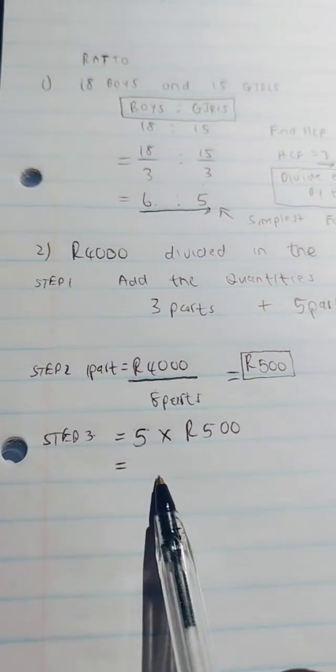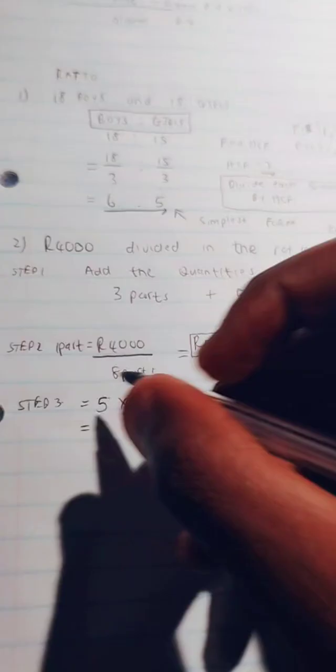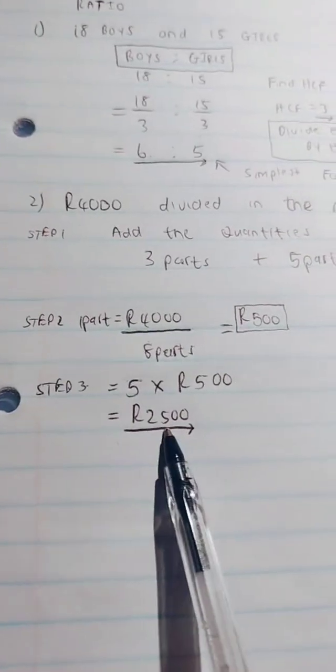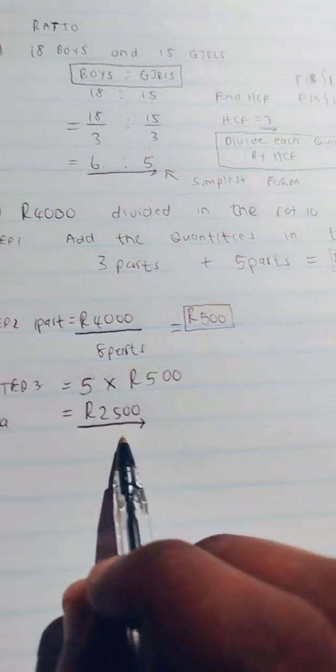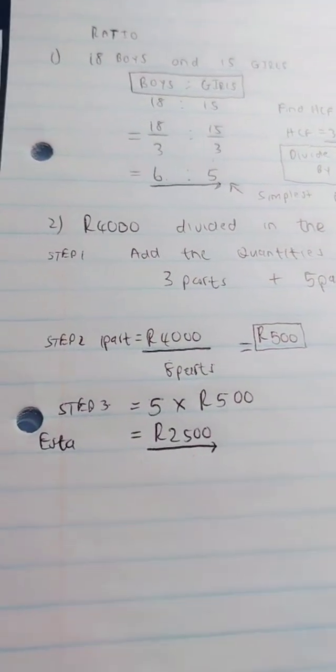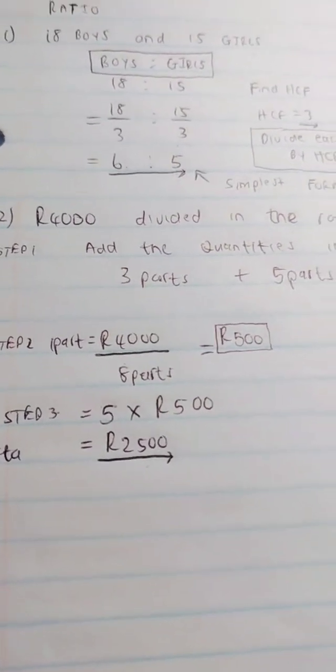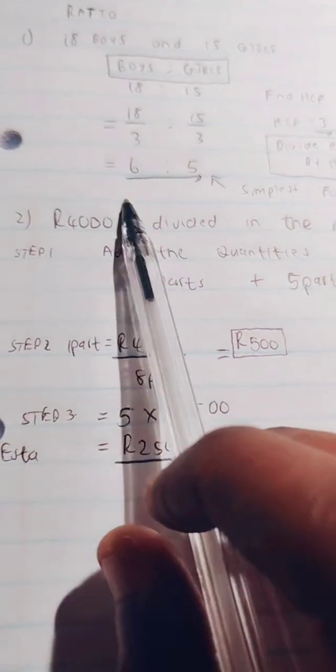And how much is that? How many parts? How much money is represented? It's 2,500. That's how much share Esther will get. So Esther will get 2,500 rand.